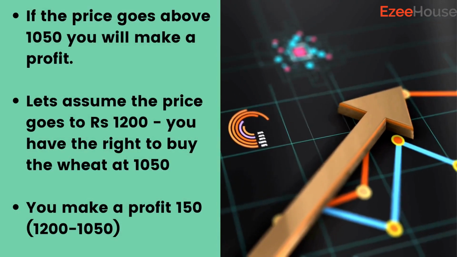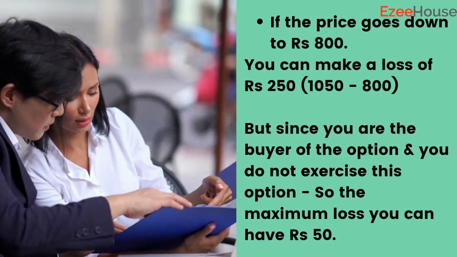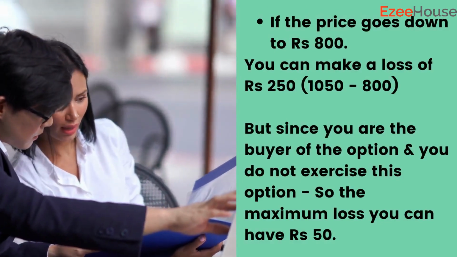Now what happens if the price actually goes down? If the price goes down to 800, you will end up making a loss, which is 1,050 minus 800, and you will have a loss of minus 250.